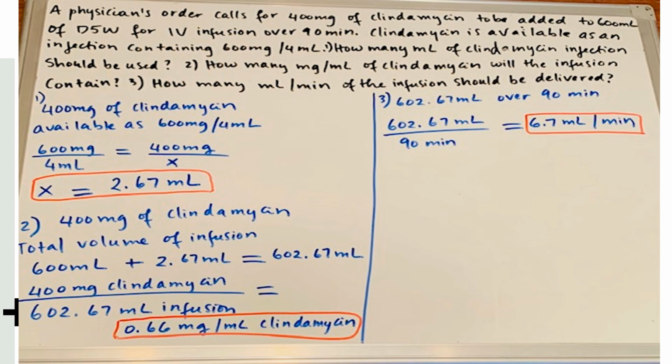Okay. Now the third question is, how many ml per minute of the infusion should be delivered? So here they're asking us for the rate of flow in ml per minute. So we already know that the volume of the infusion, we already calculated that it's 602.67 ml. And how long is the infusion? We know the infusion is over 90 minutes. So it's already in minutes, so no conversion needed here. So then the rate here will be 602.67 divided by 90 minutes. And the final answer will be 6.7 ml per minute.